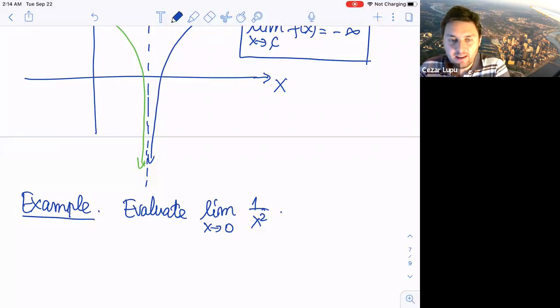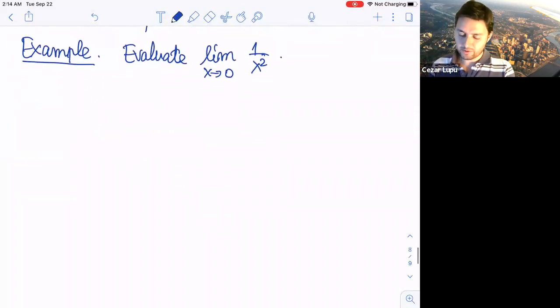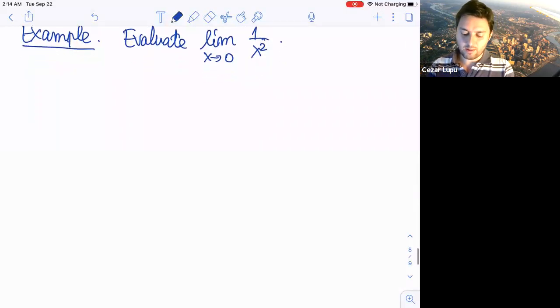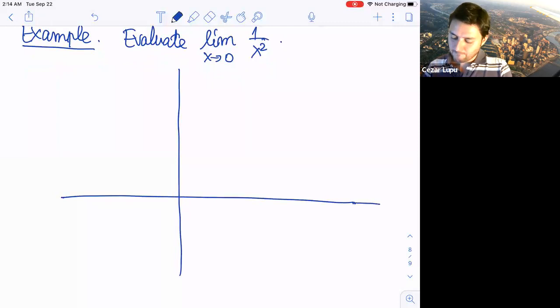Well, as you can see here, if we look closely at this, let's draw a graph. Let's see graphically what happens to this function, and then we'll see the details. So let's draw the graph of this function. And the graph will look like this.